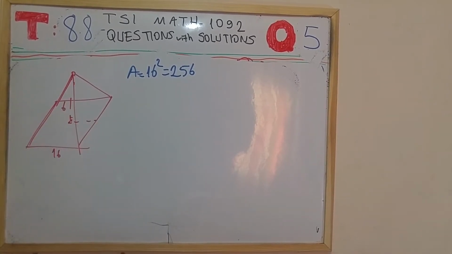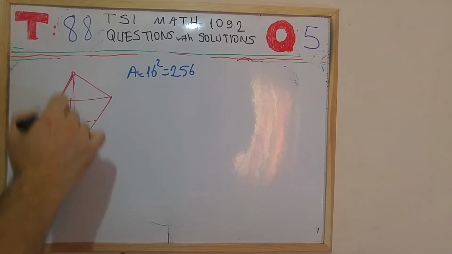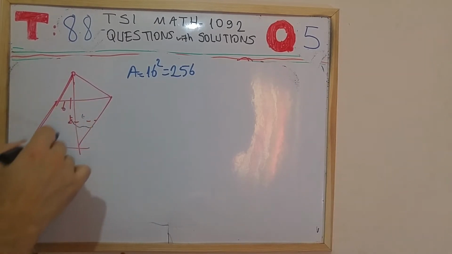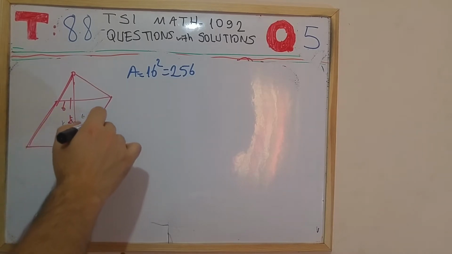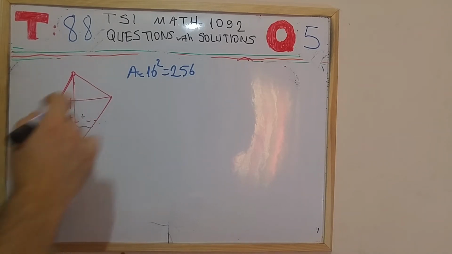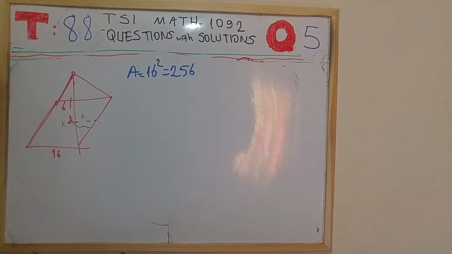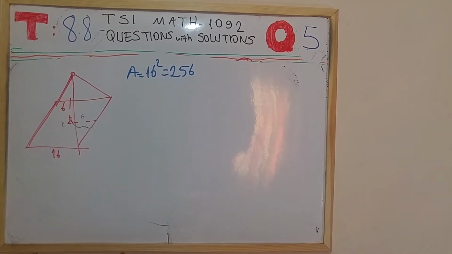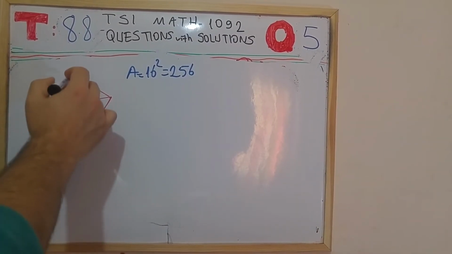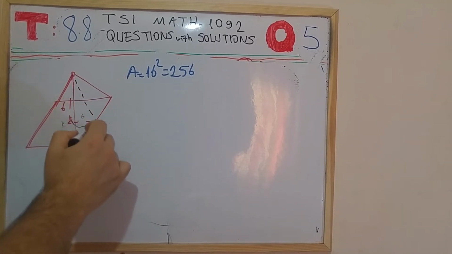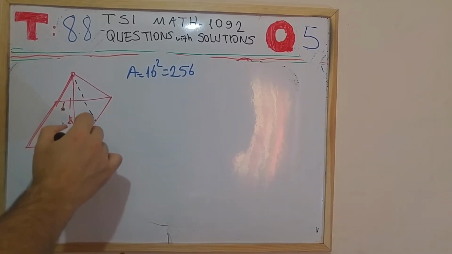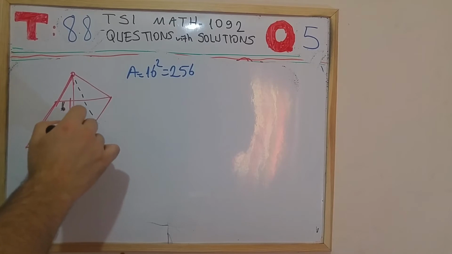the area of the triangle too. Now, I know that this is 16, so this must be equal to 8. From the point K to this side must be equal to 8. So what I need to find out is the height of this triangle. Here is 6, here is 6, and here is 8.